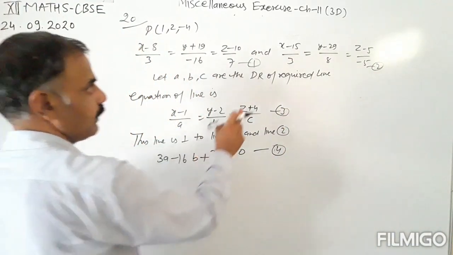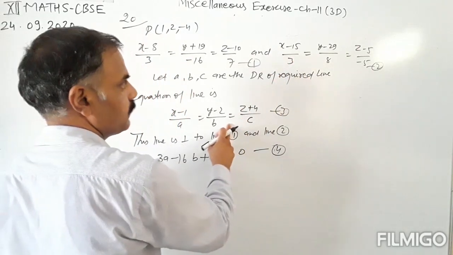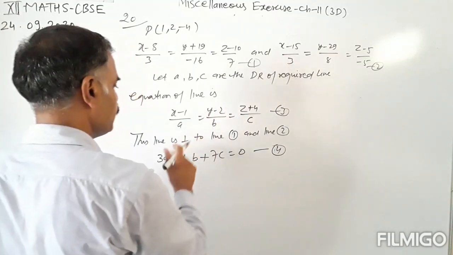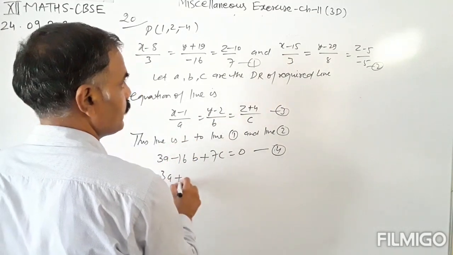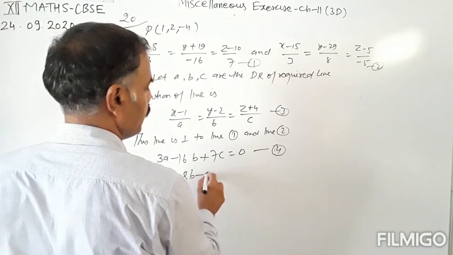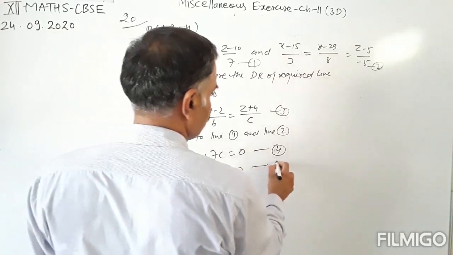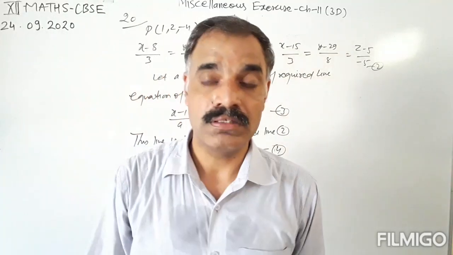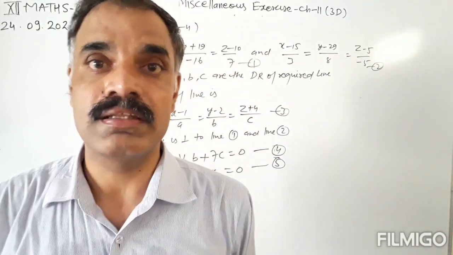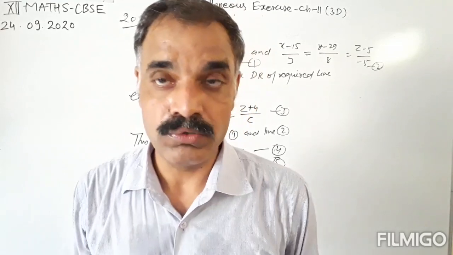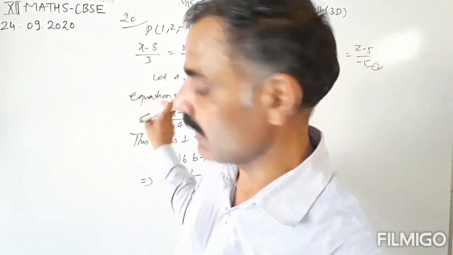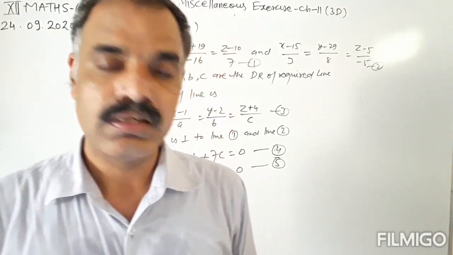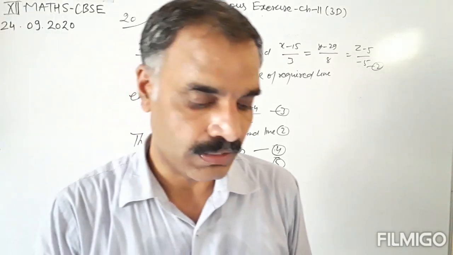Now the fifth: this line is also perpendicular to this line. So 3A plus 8B minus 5C is equal to 0. Equation number 5. Now we have to solve the equations and find the values of A, B, C. Put the values of A, B, C in the equation of the line, and we will get the required equation of the line. You can solve this question, and then convert that into vector form also.